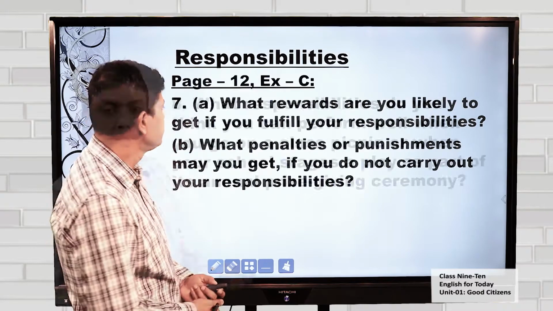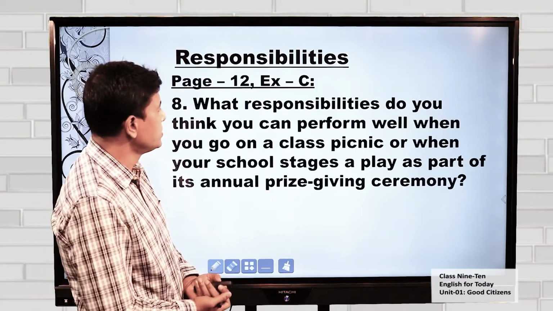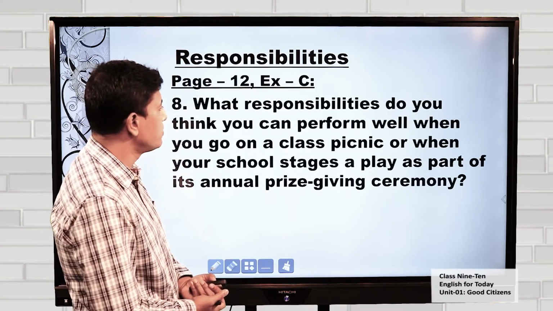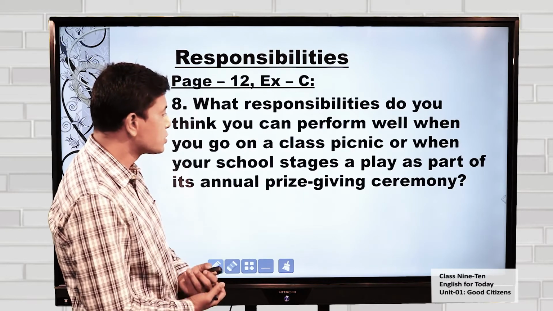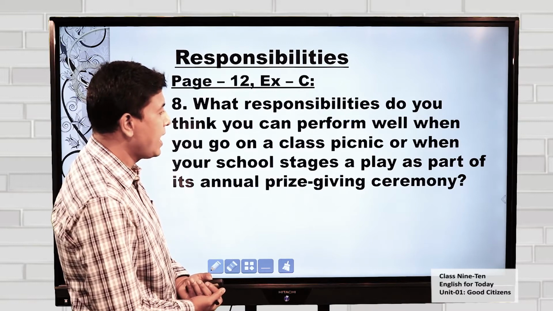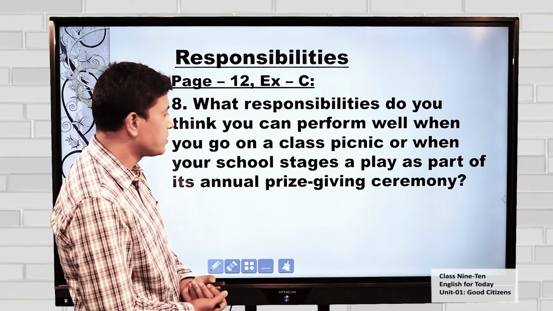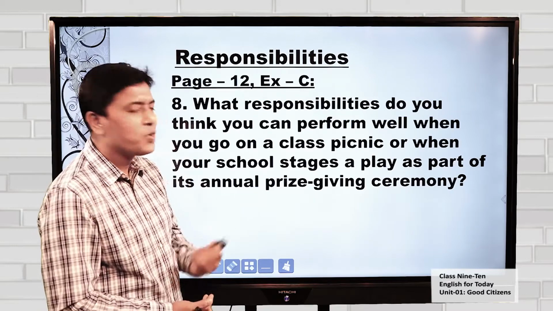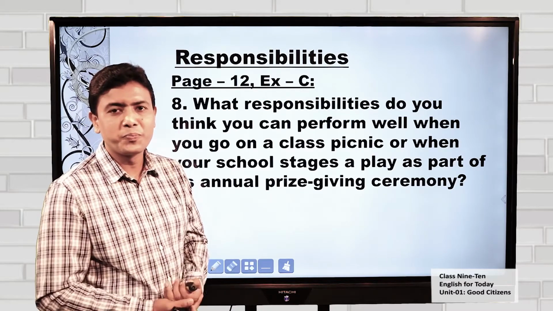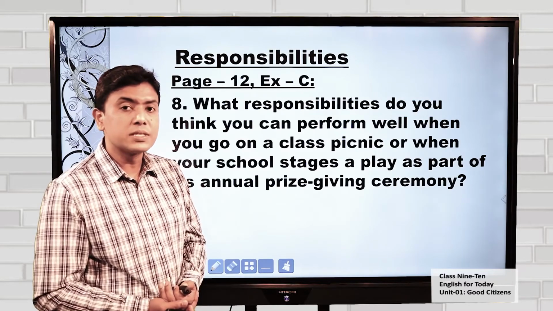Now the last one, number 8. What responsibilities do you think you can perform well when you go on a class picnic or when your school stages a play as part of its annual prize-giving ceremony? You know it. When you go for a picnic, what can you do? You can have so many responsibilities.